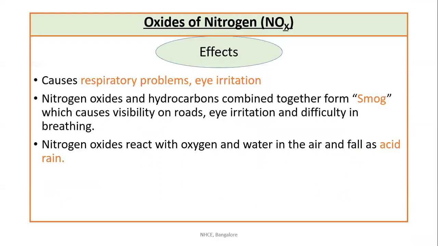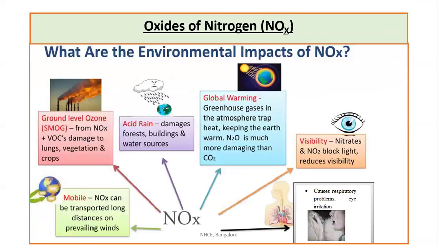What are the effects? Mainly nitrogen oxide causes respiratory problems and eye irritation, and it results in the formation of smog, which decreases the visibility of roads, and causes eye irritation and difficulty in breathing. In a similar way, it results in acid rain. This picture shows how it affects the environment. It contributes to global warming and acid rain. Visibility decreases, and it causes different kinds of respiratory problems.